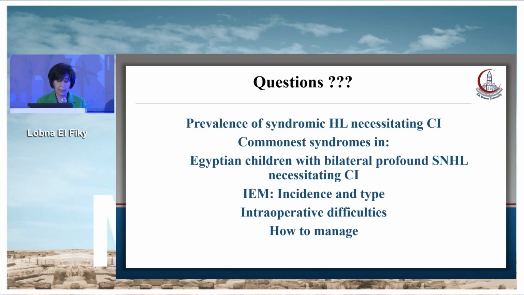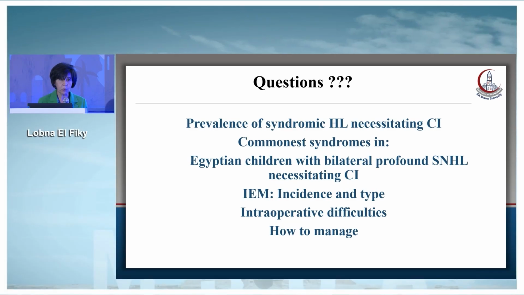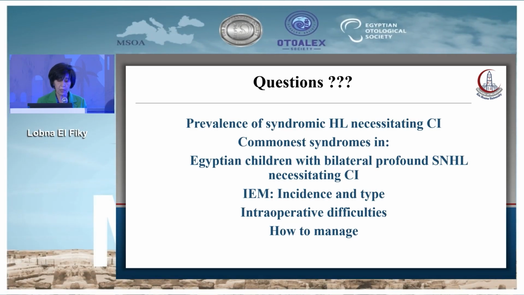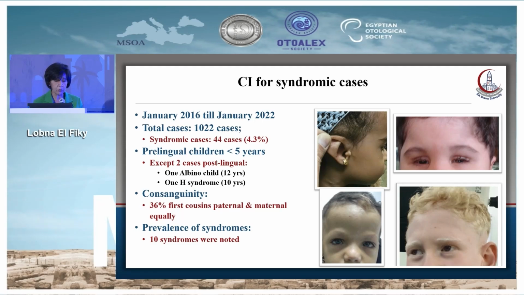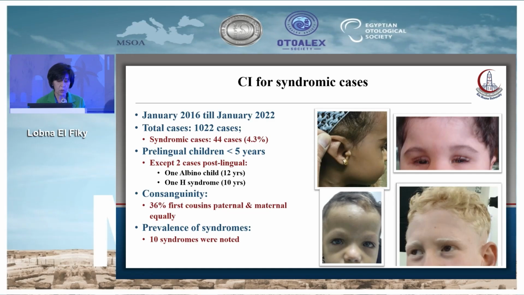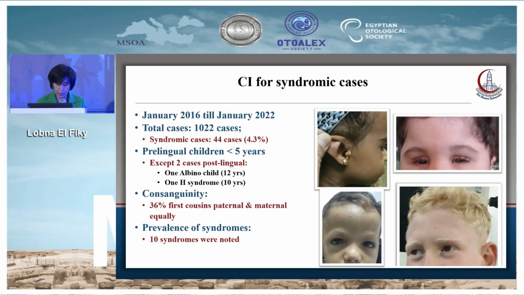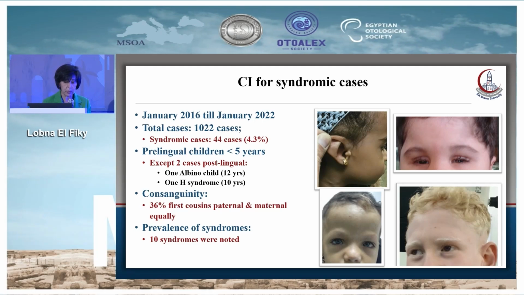But some signs of syndromes are not apparent and pass unnoticed, and these are the more dangerous syndromes. We had a long list of questions regarding the patients with syndromes that we have in our program. We wanted to know the commonest syndrome, which ones come with inner ear malformation, and what the difficulties are and how to manage. So over 6 years, we gathered around 1,000 cases, and we found that the syndromic cases were about 4.3%, about 44 cases. Mostly they were prelingual children less than 5 years, except for a couple of cases which were postlingual.